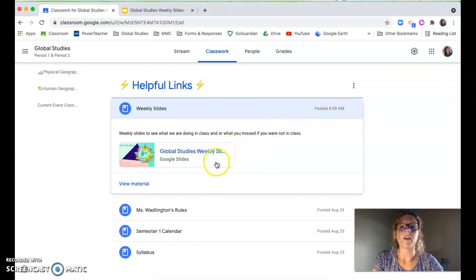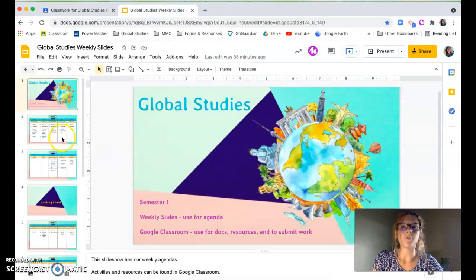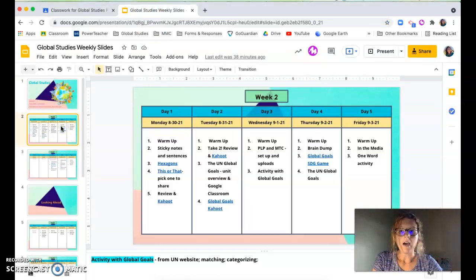And then for the weekly slides, it will bring you to this slideshow. And this is what we project in class every day. It also has our week planned out so that if a student or a group of students is going to have to leave early on Thursday for a soccer game, or someone is out on Monday because you took a trip over the weekend, or you had family up and you just needed a day, or for whatever reason, someone's sick, anything like that.